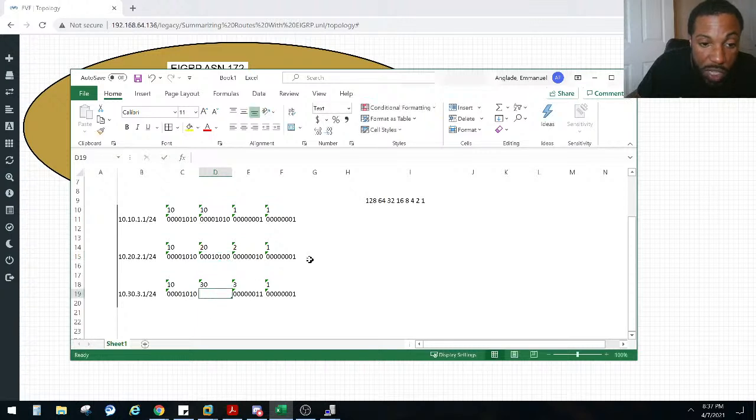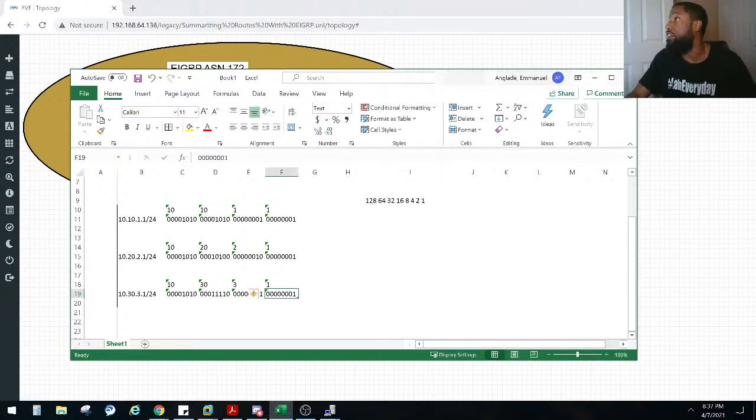We need to do 30 in binary. In this case, 16 plus 8 will be 24, plus 4 will be 28, plus 2 would be 30. So we need a 16, an 8, a 4, and a 2, and then the rest will be zeros. So 128 is 0, 64 is 0, 32 is 0, and then 16, 8, 4, 2 are 1s and the last is 0. That's how you write 30 in binary. Y'all with me so far?